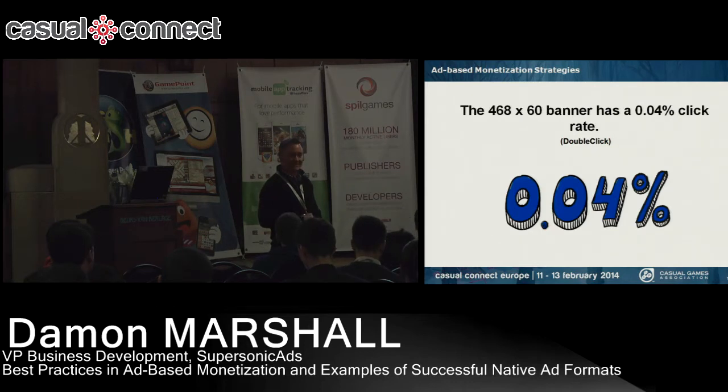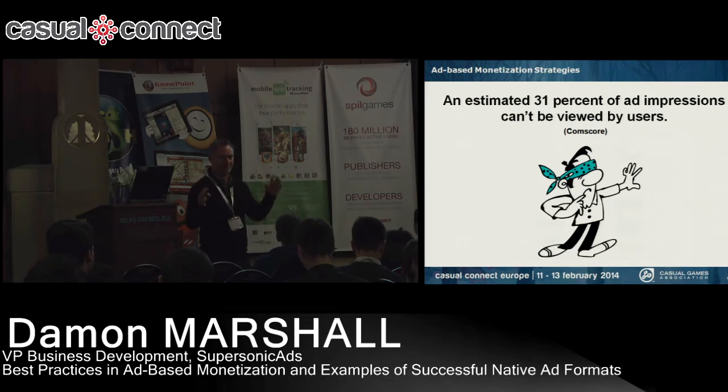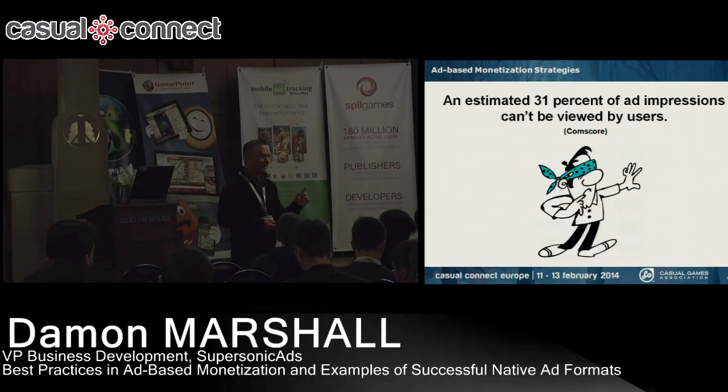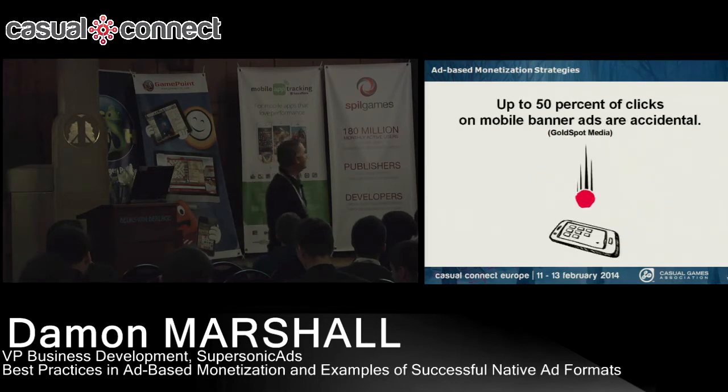The 460 by 60 banner at the top that we're all familiar with has a 0.04% click-through rate. 31% of ad impressions can't even be seen by users. They're served in places on the page that either a desktop or a mobile screen doesn't show. So that's pretty frustrating for an advertiser. Only 8% of internet users account for 85% of the clicks on the internet right now. Up to 50% of the clicks are accidental, the big thumb thing, fat thumb.